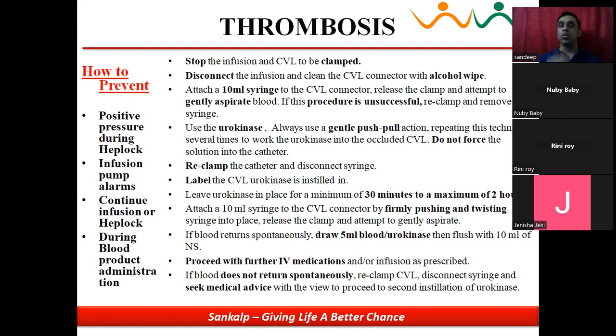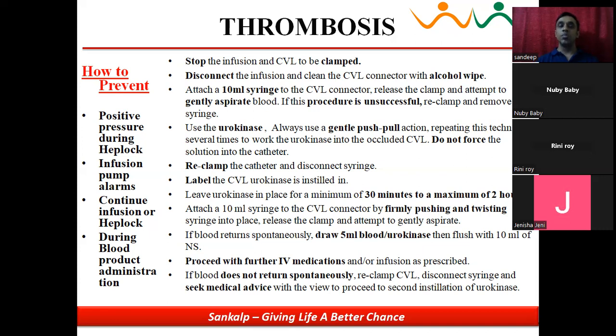Even if you succeed in that part, that line has to be used in future. If you do everything unsterilely, the clot is removed, everything happened, but the patient gets infection or fever, we are going to remove the line anyway. So maintain sterility. If things have not worked, immediately inform the doctor.